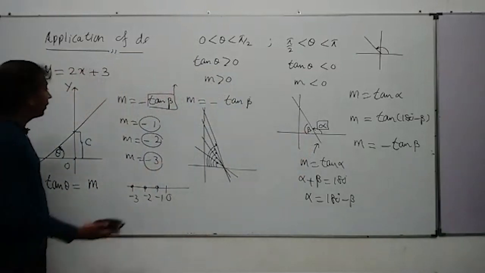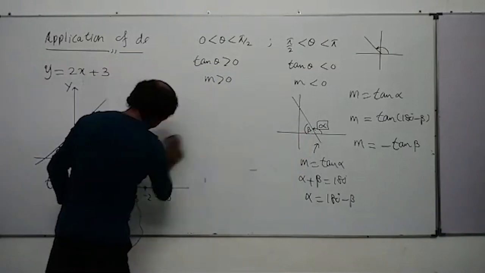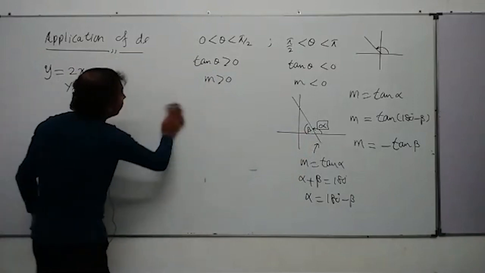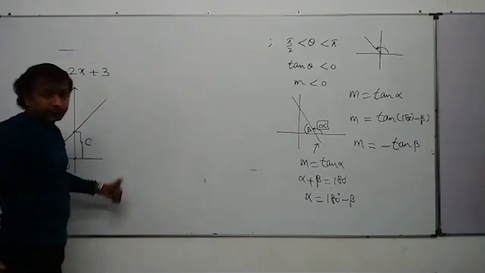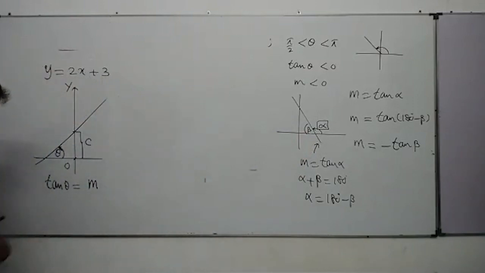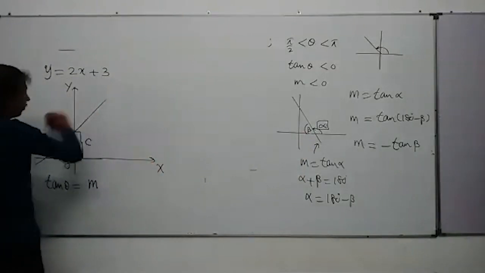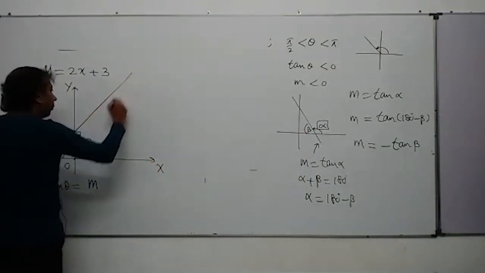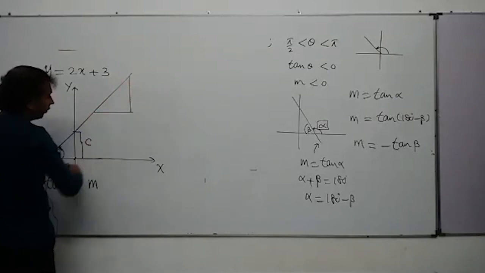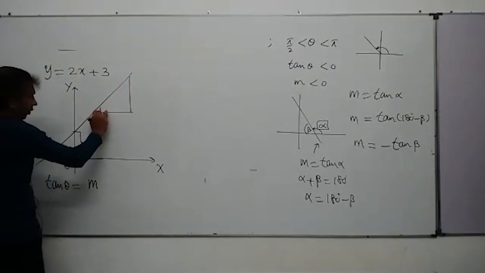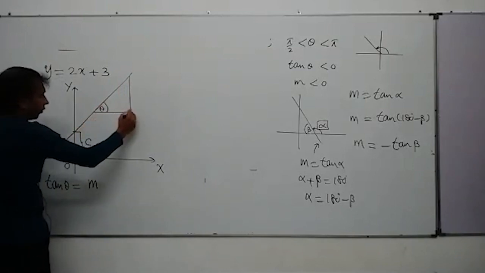Now let's see, people, the real meaning of the gradient. I'll take the x-axis, y-axis, and I draw a right angle triangle here, this way. Okay, then here, this angle is also theta, because it is a corresponding angle. This is 90.